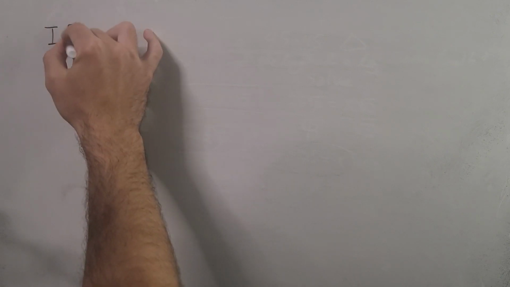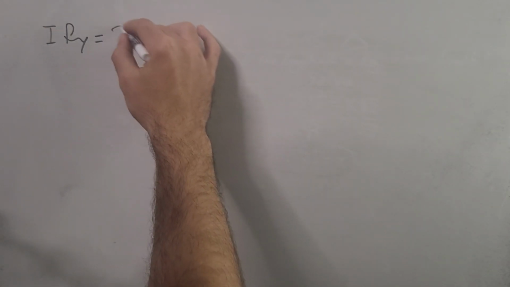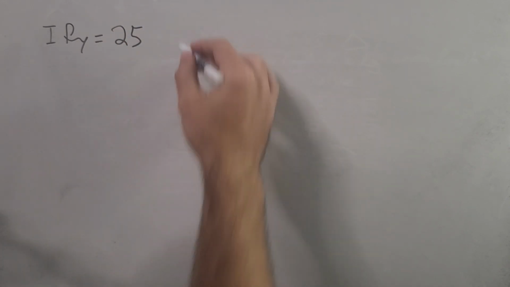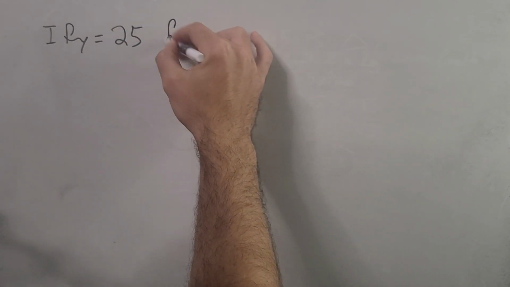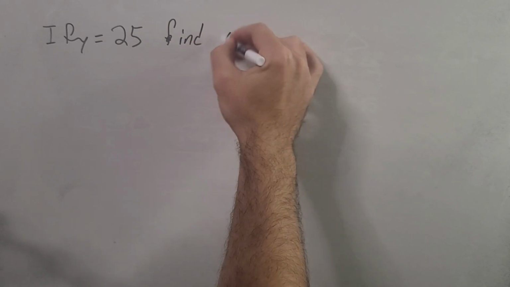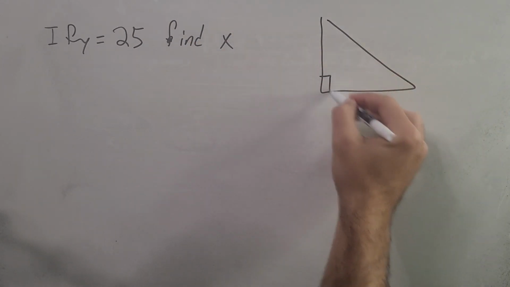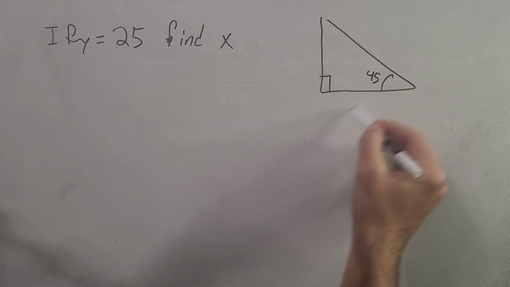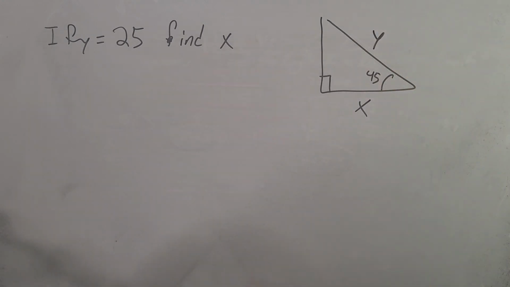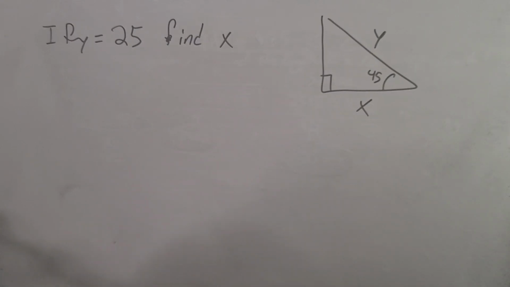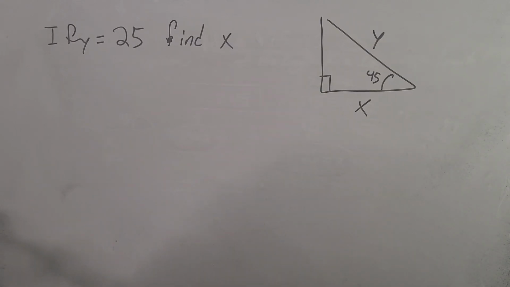What if y equals just 25? Y equals 25, find x. And let's say they give you a diagram. All right, so they don't give you everything. But here's what you can infer just from this diagram alone. We have one angle that's 45 degrees.